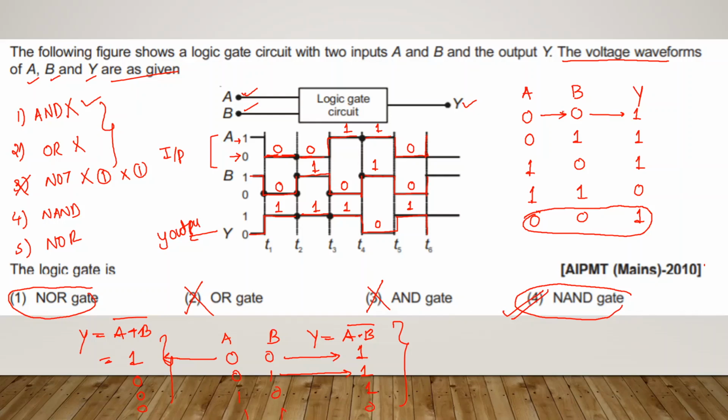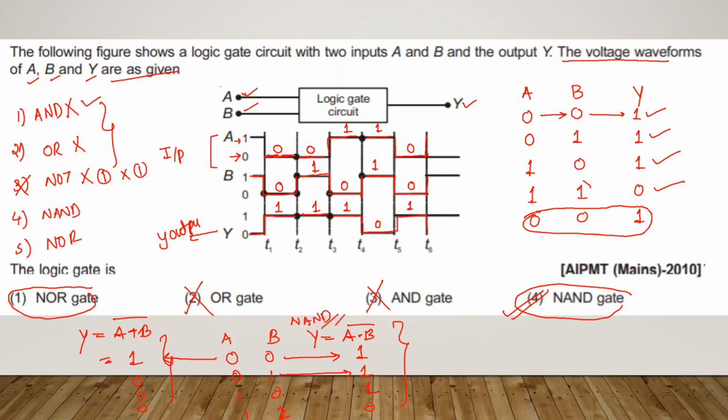See here. Whenever both the inputs are 0, output is 1. Whenever any one of the input is 1, output is 1. When both the inputs are 1, output is 0. So this is satisfying the NAND gate.